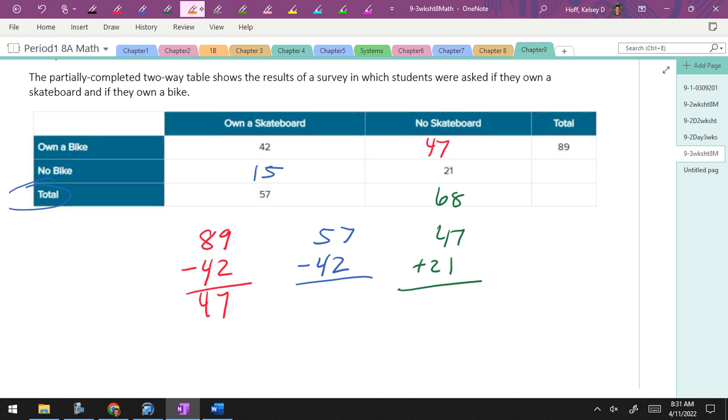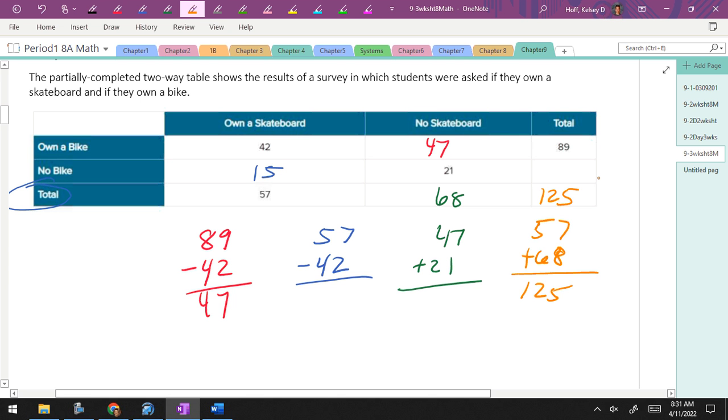Two left. 57 plus 68, very good, would give me... 57 plus 68 is not 83. It's 1. And then 15 plus 21 is 36.